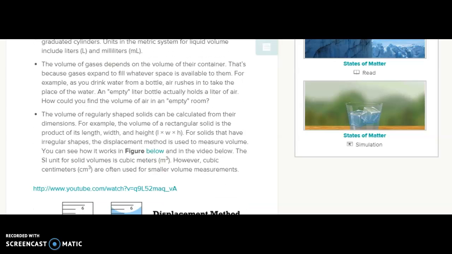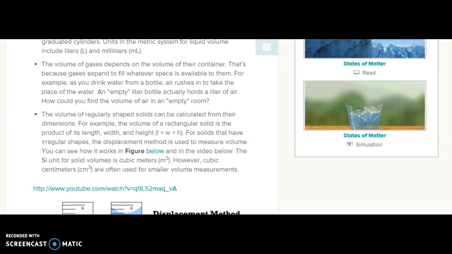The volume of gases depends on the volume of their container. That's because gases expand to fill whatever space is available to them. For example, as you drink water from a bottle, air rushes in to take the place of the water. An empty liter bottle actually holds a liter of air. How could you find the volume of the air in an empty room?